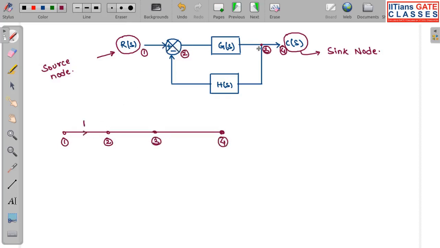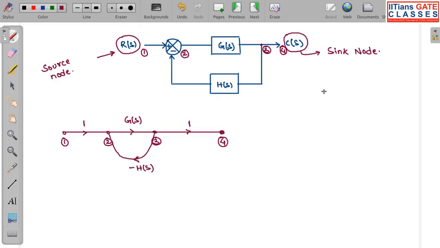In between 2 and 3 you can see there is G(s). In between 3 and 4 there is nothing, so by default it is 1. In between 3 and 2 there is a feedback path. So what is the gain of this feedback path? It is minus H(s). Remember, always see this sign and accordingly put it over here. So minus H(s).